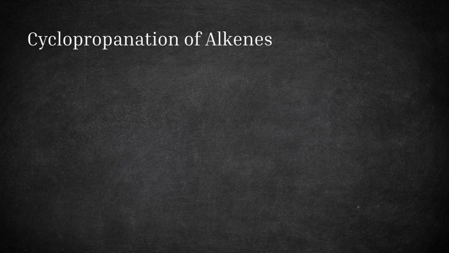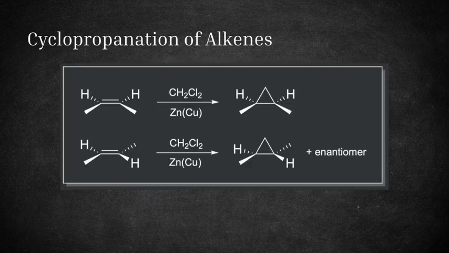Cyclopropanation of alkenes is also stereospecific, meaning the stereochemistry of the starting alkene is conserved in the product. Groups that are cis to each other on the alkene remain cis in the cyclopropane ring, and groups that are trans to each other remain trans. For example, the alkenes cis-2-butene and trans-2-butene, which are stereoisomers differing only in the configuration around the double bond, form cyclopropanes with corresponding cis and trans relationships between substituents on the ring.